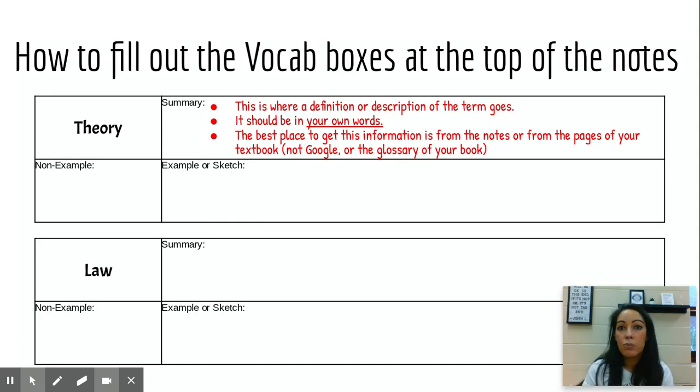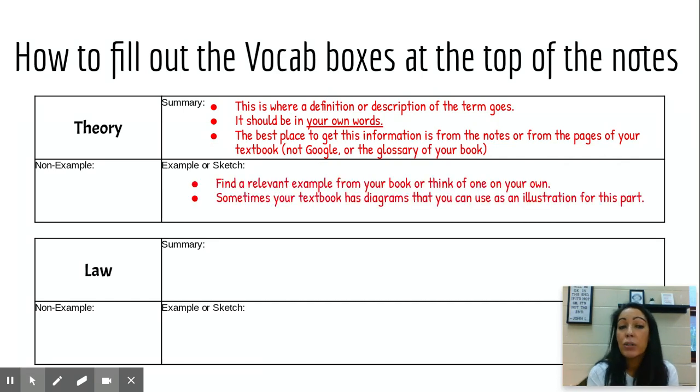Do not just rely on Google for your definitions because Google doesn't always provide you with the scientific version of that word. And if you just look at the glossary of our textbook, which can be helpful, the glossary is not going to give you the full picture. The glossary is not going to give you good diagrams or examples or explanations of the word, which will be helpful in the next section here.